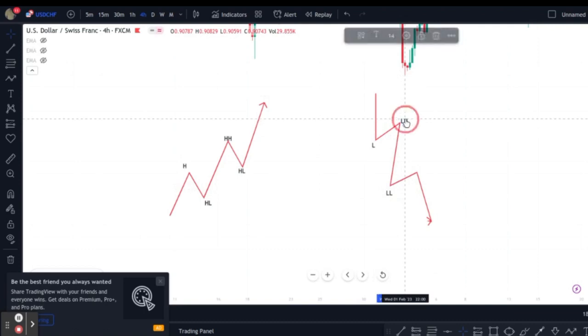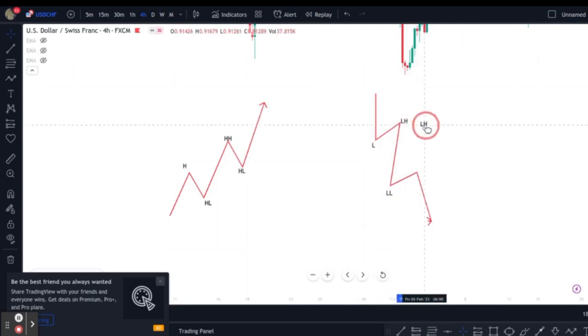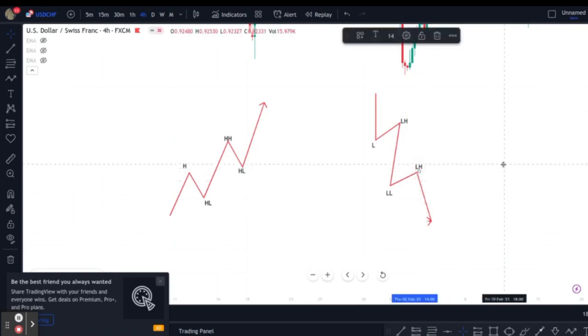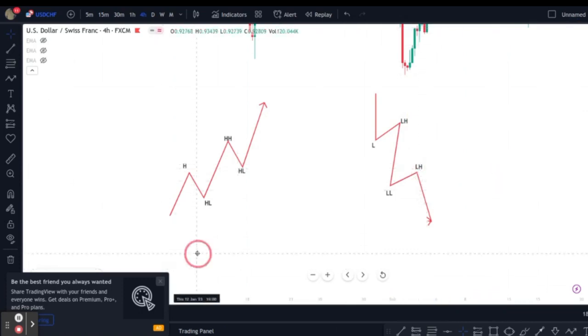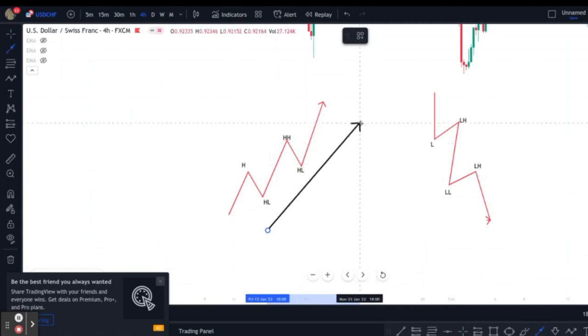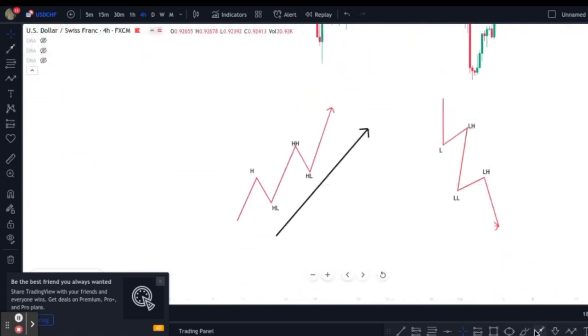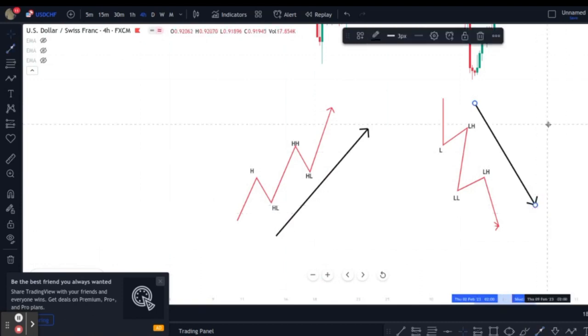And here again is also a lower high. Here is also a lower high. That is market movement. You understand? This is market movement, uptrend and downtrend. This is uptrend, the market is going up, and this is downtrend. The market is going down.